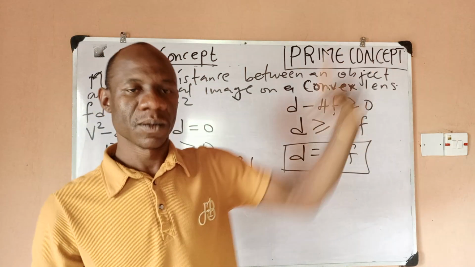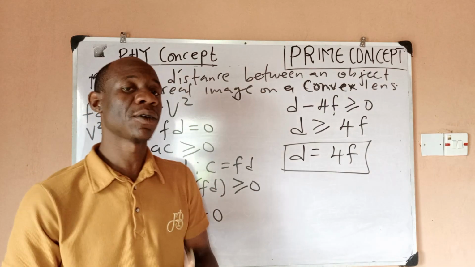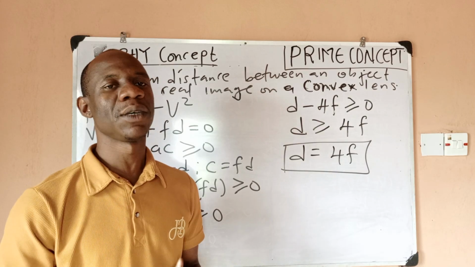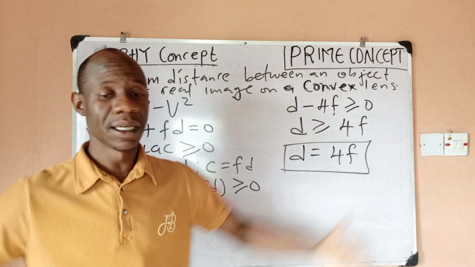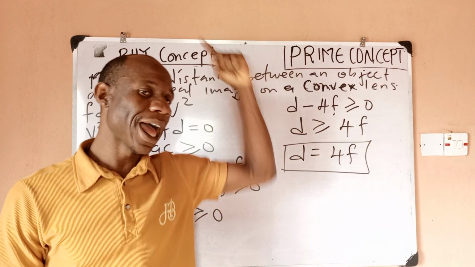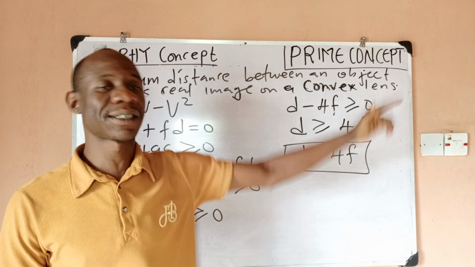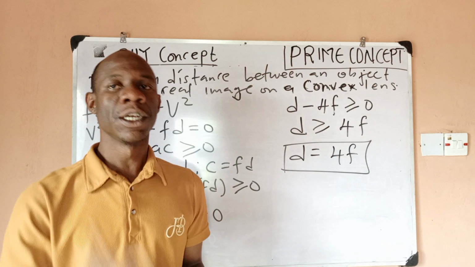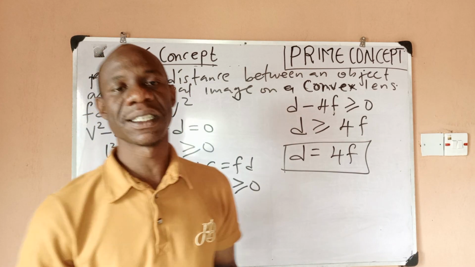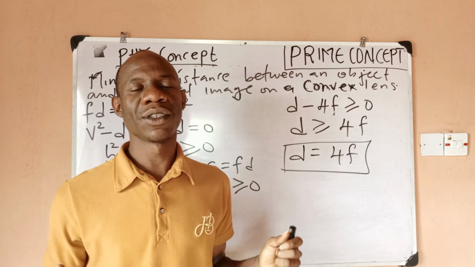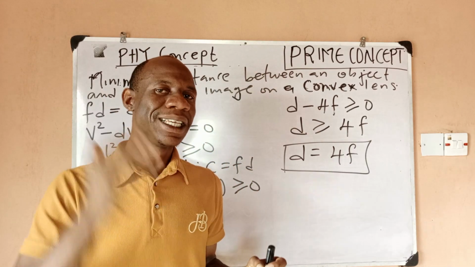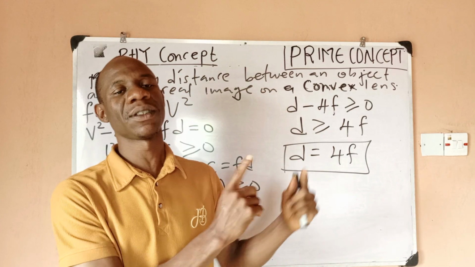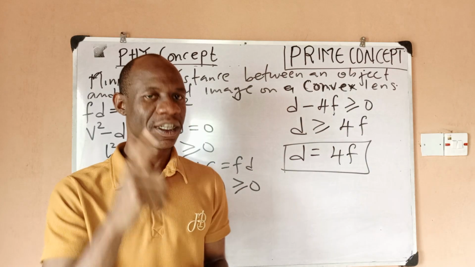So for you to always get an image on the screen, your d should be greater than 4f. If you go below 4 times the focal length, will you find an image on the screen? No, you won't find a real image on the screen. So the least distance that you should give between an object and its image, or the object and the screen, should be 4 times the focal length. Now let me ask you this simple question. If my focal length is 12 centimeter, what do you think should be the least distance below which I would not have a real image on the screen? Drop the answer in the comment section if the concept is clear to you.